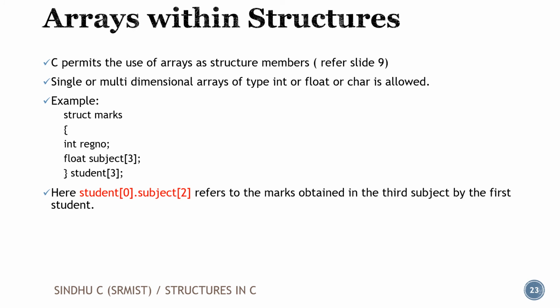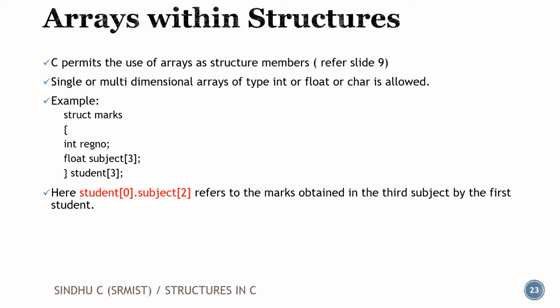Arrays within structures. So here in this example, you have a structure. The tag name is marks, and you are creating 3 students 0, 1, 2. You have 2 structure members, register number and subject. Now this subject is again split into 3. Here you have an array inside this structure. So this subject is again subject 0, 1, 2. So you have 3 more structure members inside it. So totally this tag marks has 4 structure members inside it: register number, subject 0, subject 1 and subject 2.